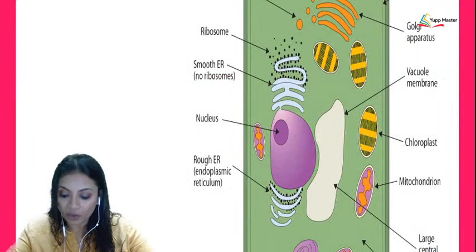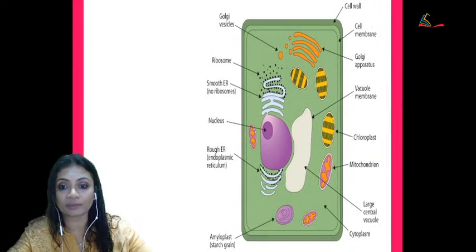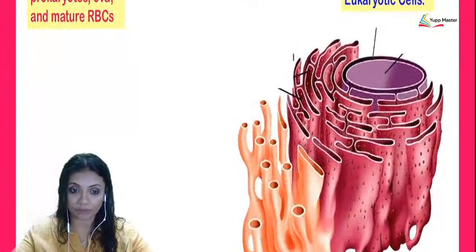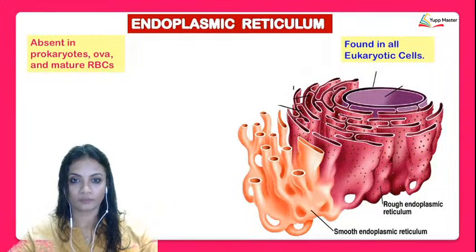Okay, now coming next, when we see other cell organelles which are present both in the plant cell as well as in the animal cell, let's move on to another important cell organelle which is known as the endoplasmic reticulum. All right, so now let's just see here. All right, so let's begin here now.